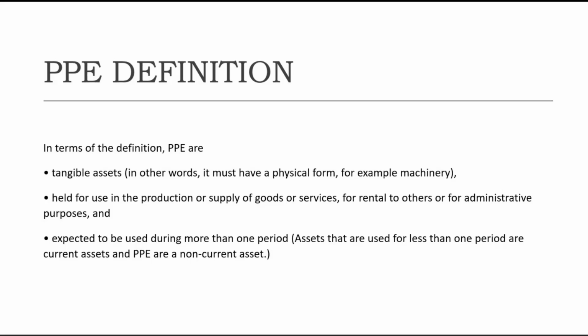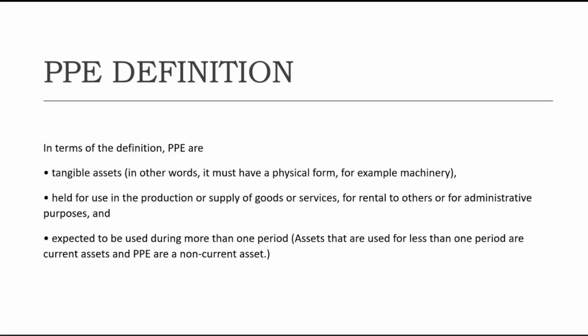So this definition also takes into account the definition of an asset. So the definition of PPE is what? A tangible asset. It is held for use in the production or supply of goods and services, for rental to others, or for administrative purposes, and it is expected to be used during more than one period. How is property, plant, and equipment different from inventory? Who knows the answer? How is PPE different from inventory?